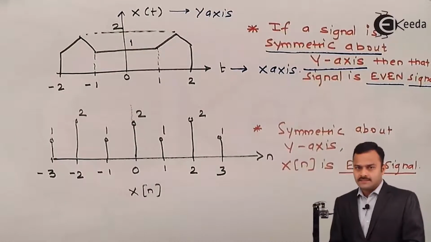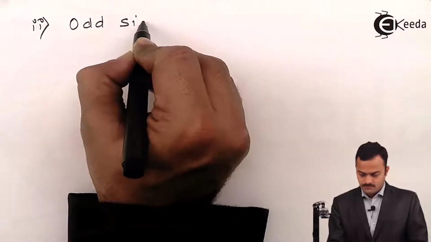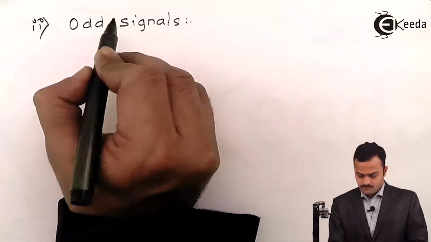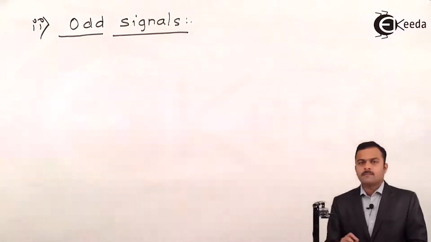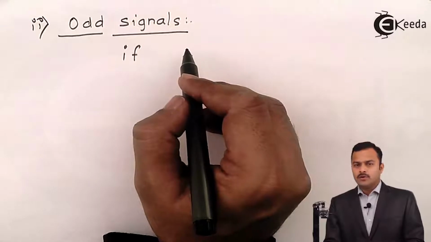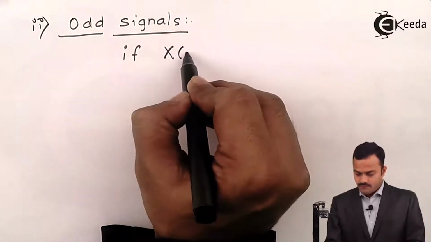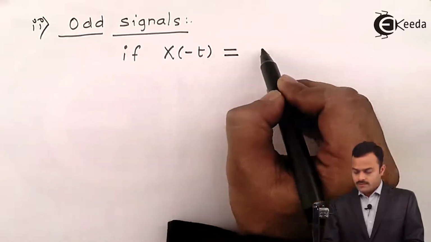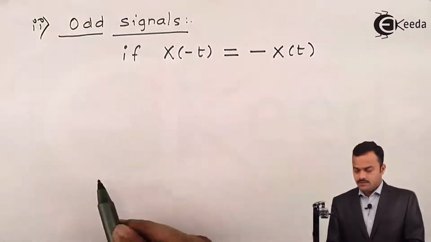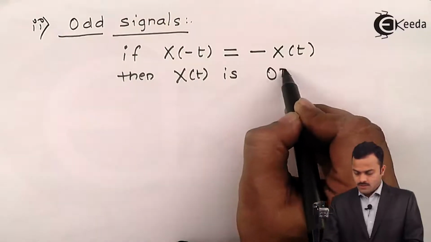Let's discuss odd signals now. If the time reverse signal is negative of the original signal, then that is an odd signal. That is, mathematically, if x of minus t equals minus x of t, then x of t is an odd signal.